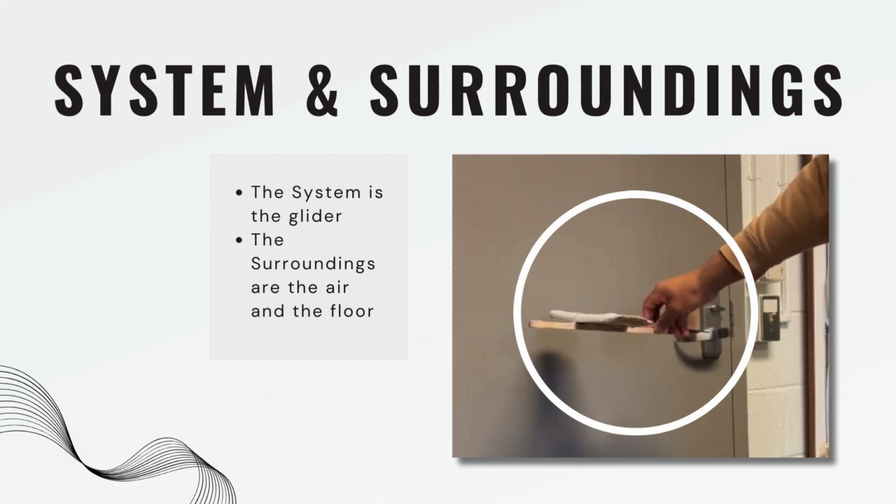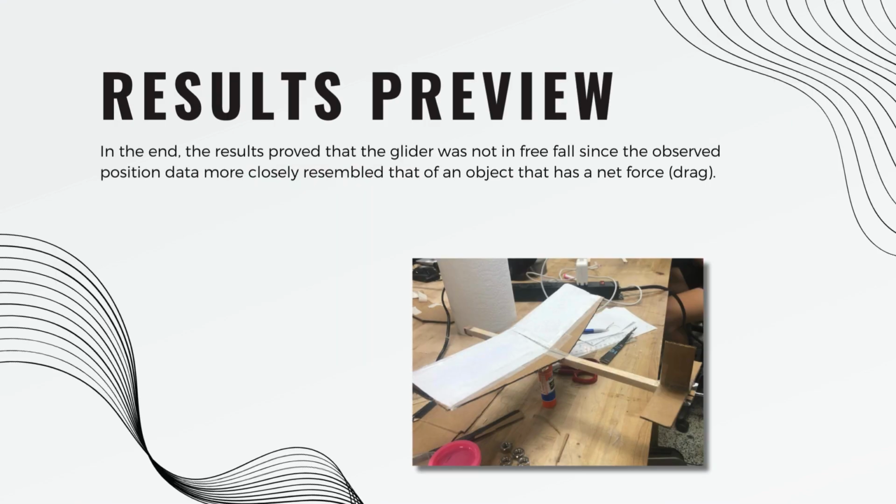As a brief preview, the lab results show that the glider was not in freefall, since the observed position data more closely resembled that of an object that has a net force, drag. This makes sense since the glider has a large surface area and air resistance is far from negligible.